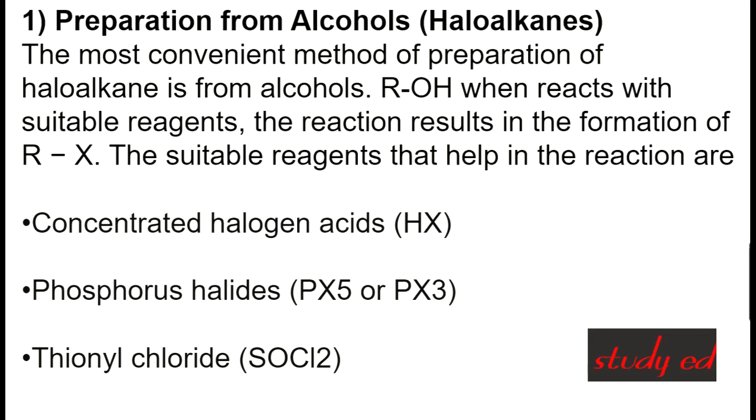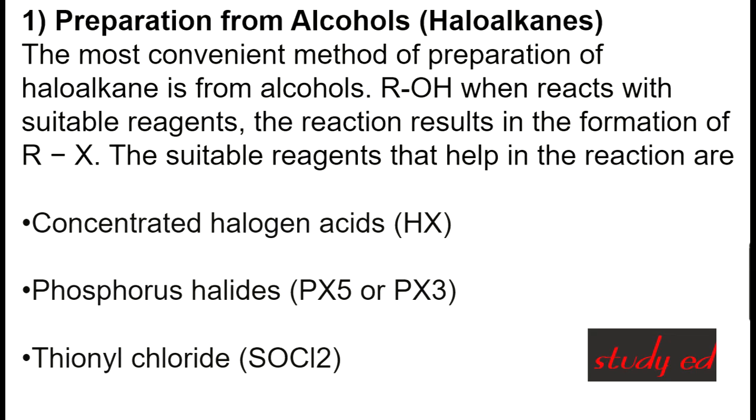First, if you look at this reaction, you can see that RX, that is alkyl halides, can be obtained by reacting ROH, that is an alcohol, with suitable reagents. The commonly used reagents are concentrated halogen acid, that is HX, where X is the halide group, phosphorus halides, that is PX5 or PX3, and lastly thionyl chloride, that is SOCl2.